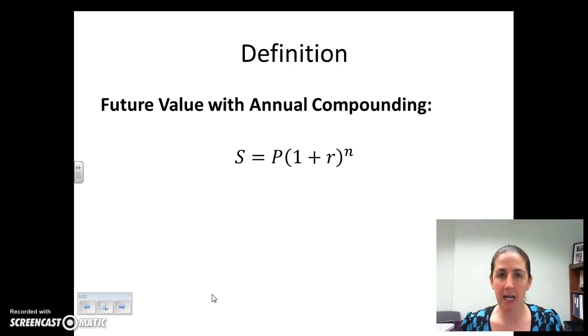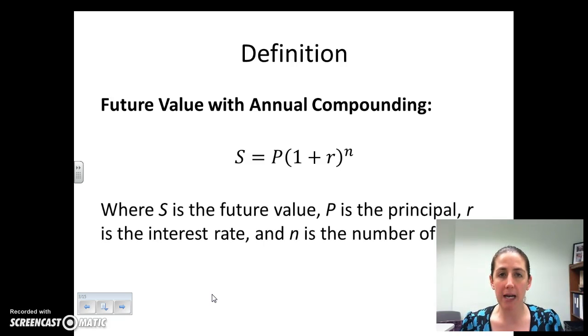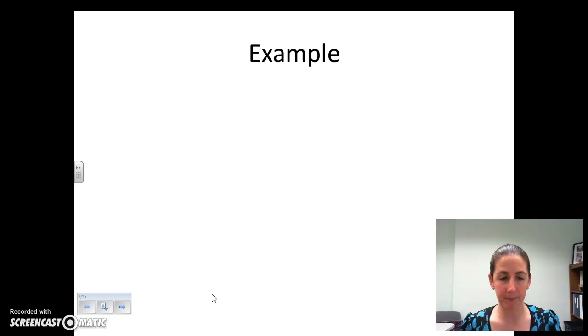So the formula for that is that our future value S will equal P times 1 plus R all to the N, where S is the future value, that's how much you have in the account at the end. P is the principal amount, that's how much you start with at the beginning, how much you invested today. R is the interest rate. Remember, we need to take interest rates and turn them from percent into decimal, so divide by 100. And then N is the number of years that you leave the money alone.